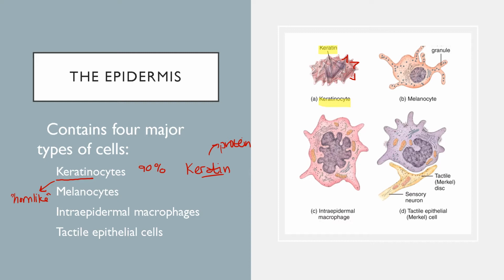Now about 8% of the epidermal cells are called melanocytes. So about 8% here are going to be melanocytes. The prefix melano means black. And the melanocytes here, these give skin its color.